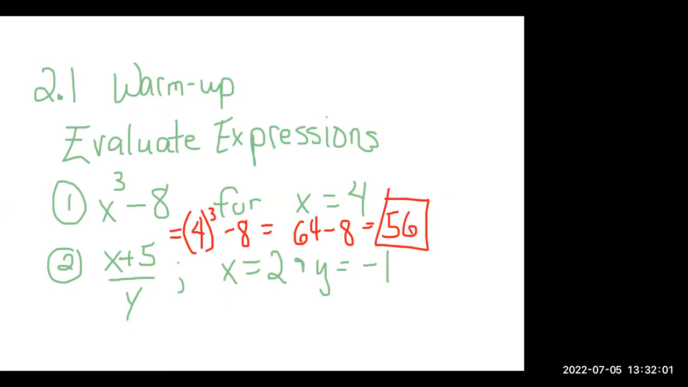This one looks intimidating probably. I'm going to write it up here. Here's x plus 5 over y, which was -1. 7 divided by -1. That looks weird the way I wrote it here. -7.